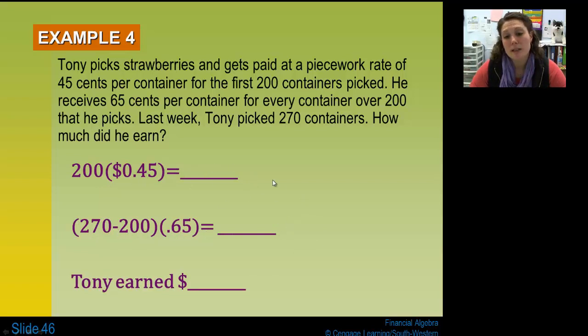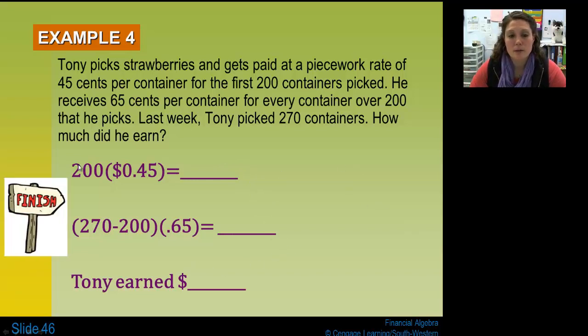And then with these two pieces, this will get you the total that he makes for the day based on the number of containers that he picks. So go ahead and finish this question here in your notes. So again, you're going to do multiplication, then subtraction, multiplication, and then these two answers are going to be the total amount that Tony earned.